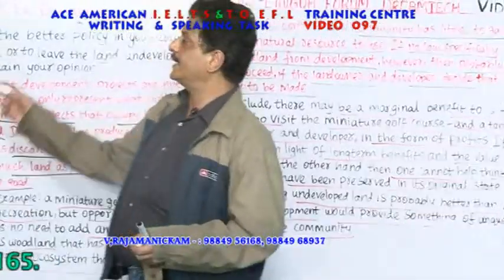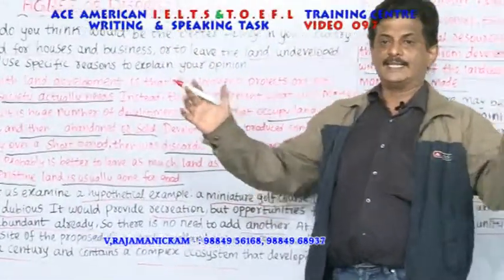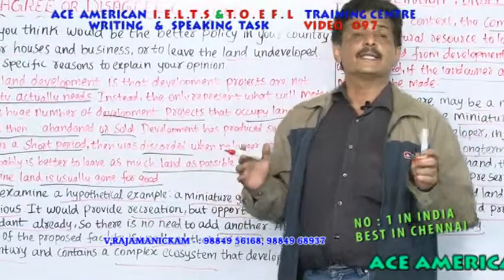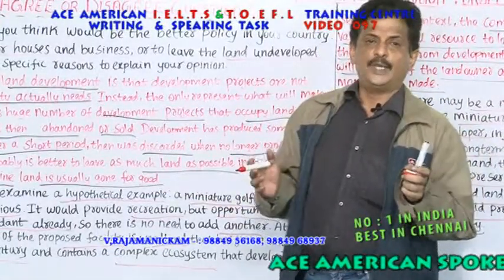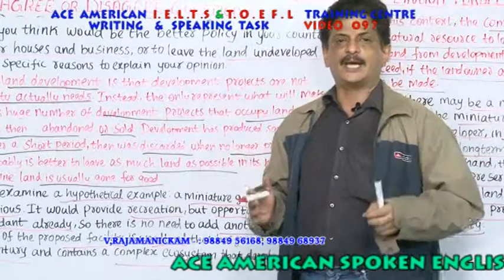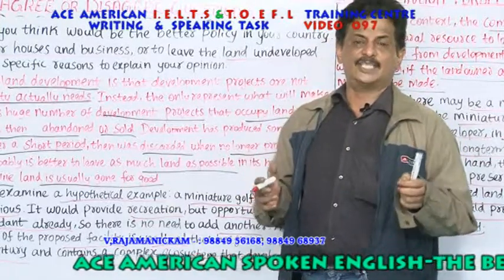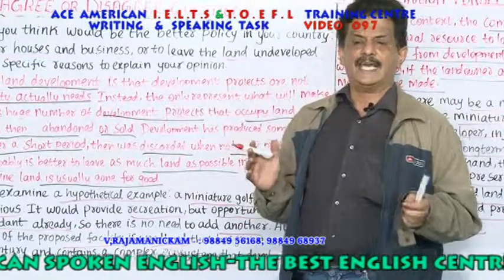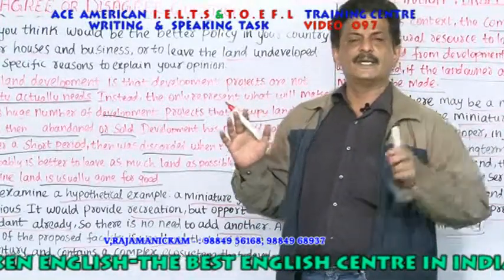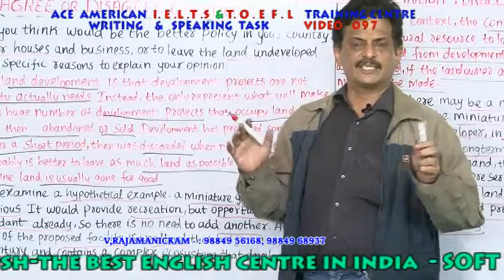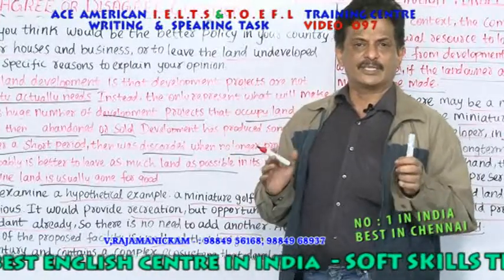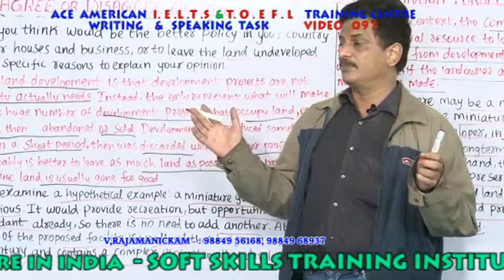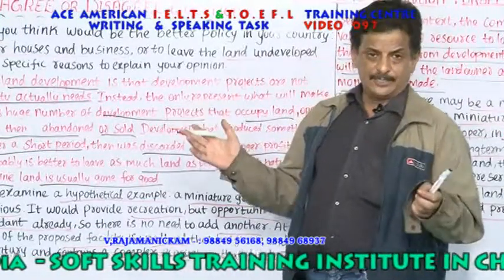So the question here is, woodland is there, forest land is there, or pristine land is there. These lands, should we cut it and build houses and factories and industries and golf and various other things, or should we leave it as it is? Let us not disturb the ecosystem, let us not disturb the land, let us not cut the woods, because the entire ecosystem depends upon the land.